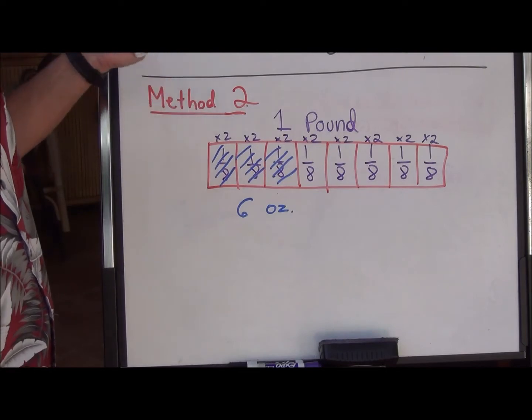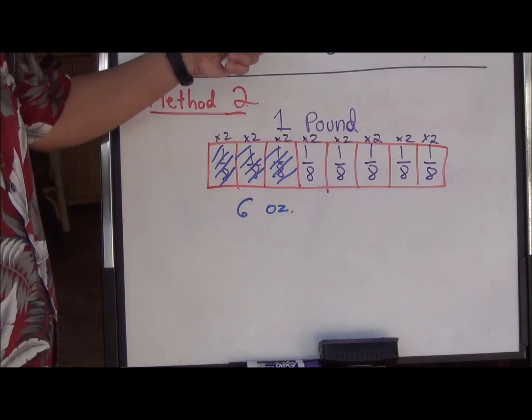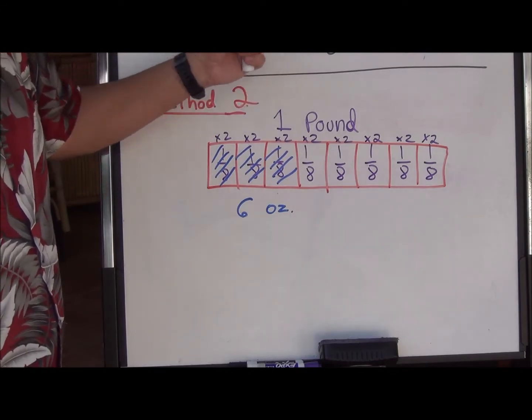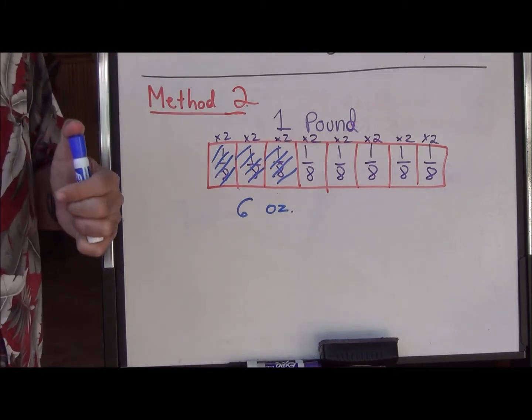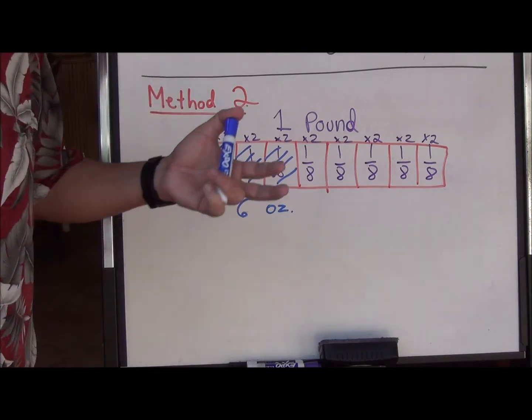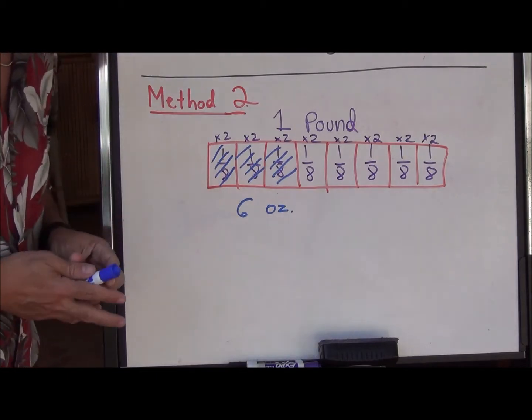I'm going to be honest. The easiest way is just to multiply the fraction that you're looking for times 16 when you're converting from pounds to ounces. Multiply times 16. And make sure that you don't end up with any improper fractions.